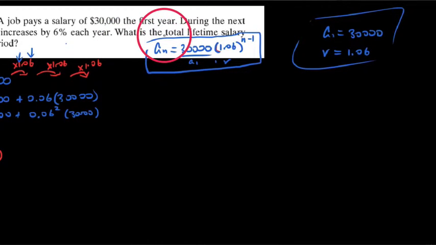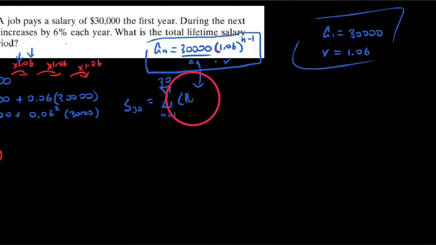So the question we're trying to answer in this video is, what is the total lifetime salary over the 30-year period? We could find A30 with this rule, but that's only going to represent what you're making that 30th year. What we want to do is find out how much you made each year and then add all of that up. So essentially we're going to find the sum of the first 30 terms of this thing, n equals 1 up to 30 of this rule that you see right here.